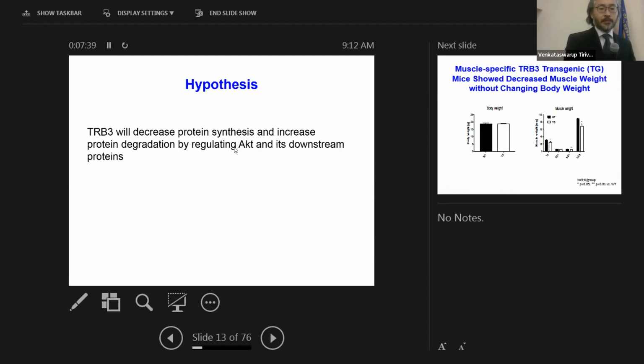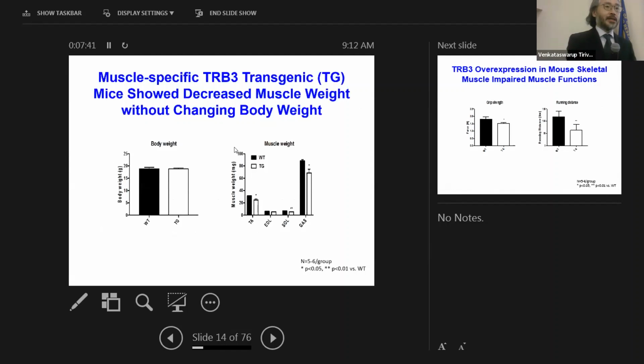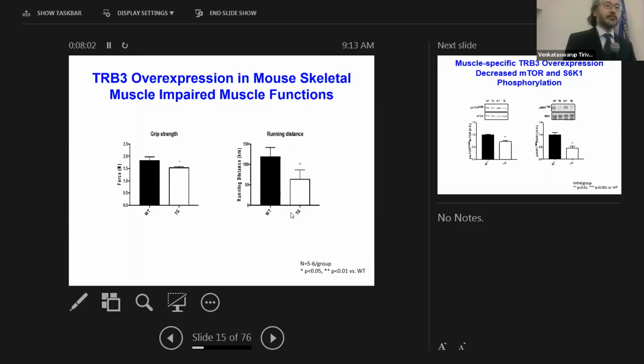downstream proteins. In order to test the idea, we first took TRB3 transgenic mice, overexpressing TRB3 only in the skeletal muscle, and the mice showed no change in body weight. But when we took out four different muscles, in all the muscles we examined, TRB3 overexpression decreased the muscle mass. The decreased muscle mass was also associated with impaired muscle function, assessed by the grip strength test and the running distance test.